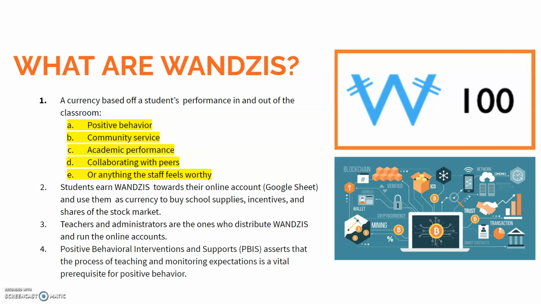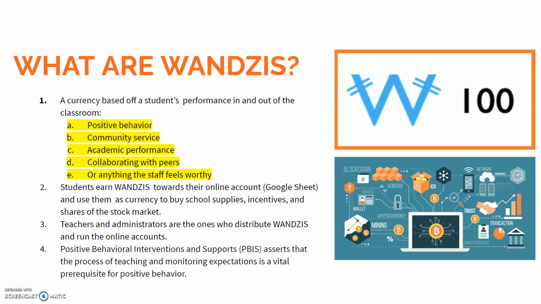So that's kind of why this is different than PBIS reward system that we have. But I'll tell you here in a sec how you can use both if you choose to do that. And we prefer you use PBIS just because it would be more consistent with kids getting their points and getting their rewards. But anyway, the currency can be used for positive behavior, community service, academic support, or performance. I mean, collaborating with peers or anything the staff feels worthy.